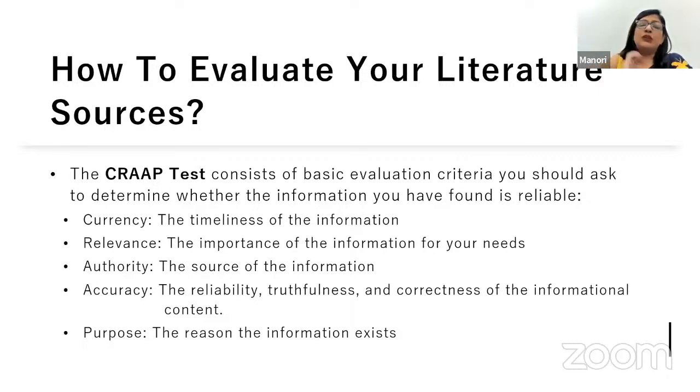And also, how to evaluate the literature sources: you have to consider currency, relevance, authority, accuracy, and purpose. Usually the timeliness of the information, so currency, means you have to take current information, and then relevance, authority, accuracy.